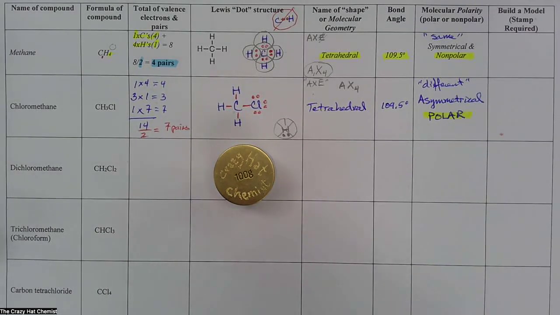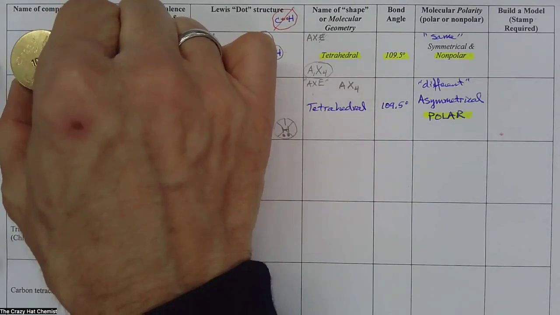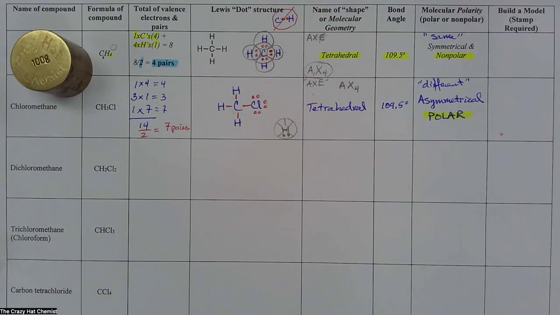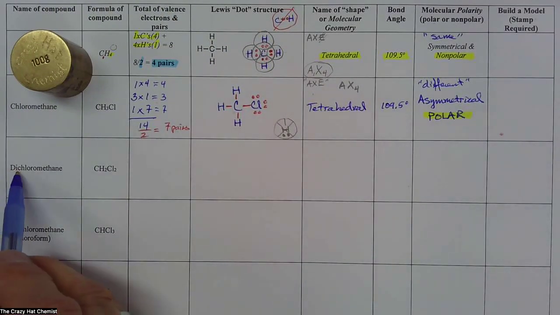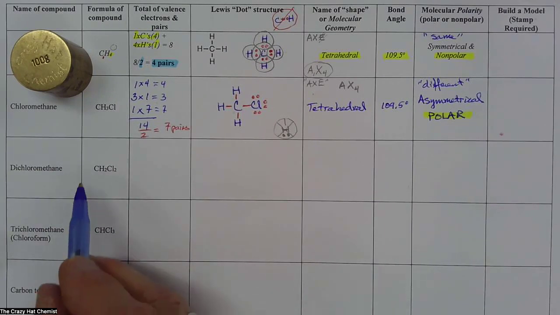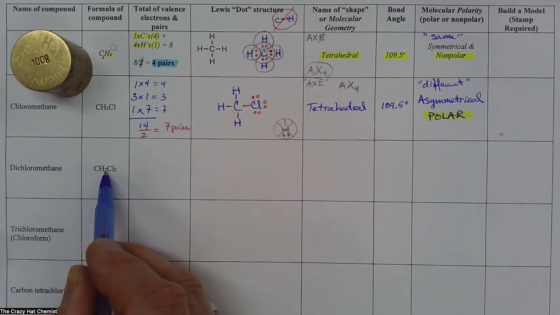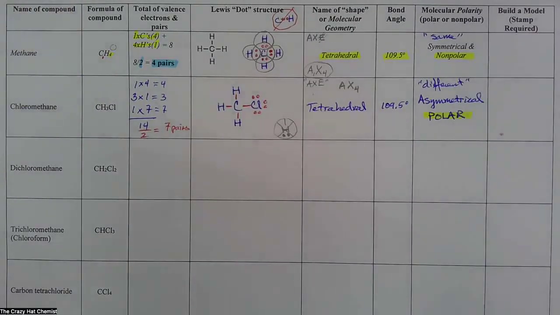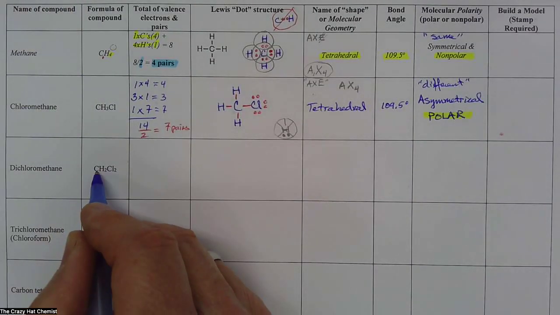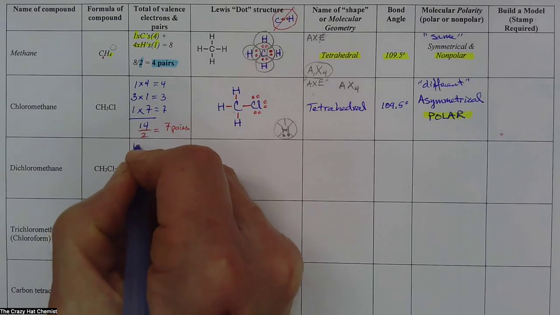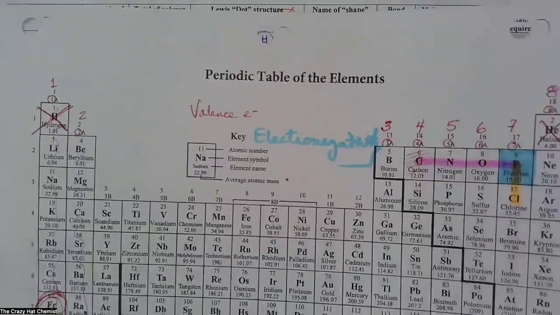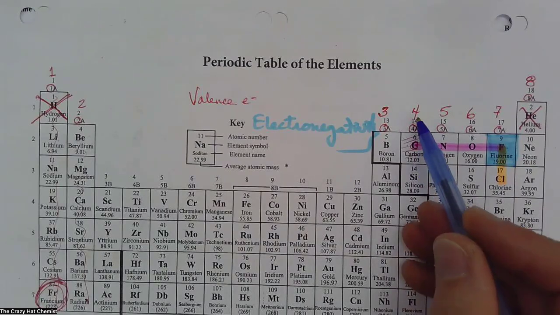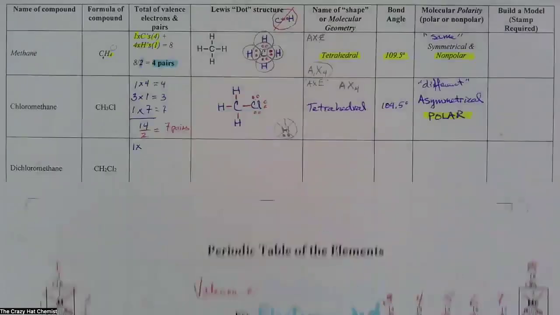Anyways, I'm going to pull this up here, move this up. And now what we're going to do is dichloromethane. So our formula here is CH2Cl2. Again, we're going to go back to our periodic table. We're going to find carbon. How many carbons? There's one carbon. And we're going to find the valence electrons on carbon. That would be 4 from our periodic table.